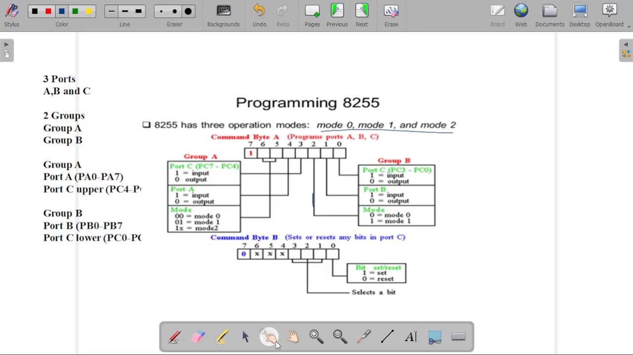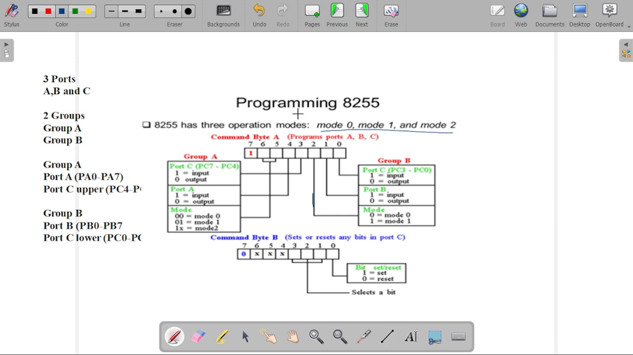In this video, I will explain the concept of programming of the 8255 microprocessor. Our 8255 PPI has three modes of operation, that is mode 0, mode 1 and mode 2. Later in this video, I will explain these three modes in a detailed manner.